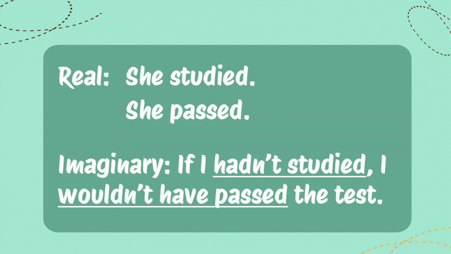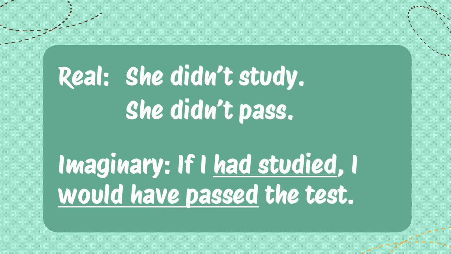One thing we need to consider when forming the third conditional is our use of positives and negatives. As the third conditional is used to imagine the opposite of what happened in the past, we need to look at turning negatives to positives and positives to negatives. So let's say that in real life, she studied and she passed. Both of these sentences are positive. So when we make the third conditional, if I hadn't studied, I wouldn't have passed, notice that both actions are negative. It's the opposite.